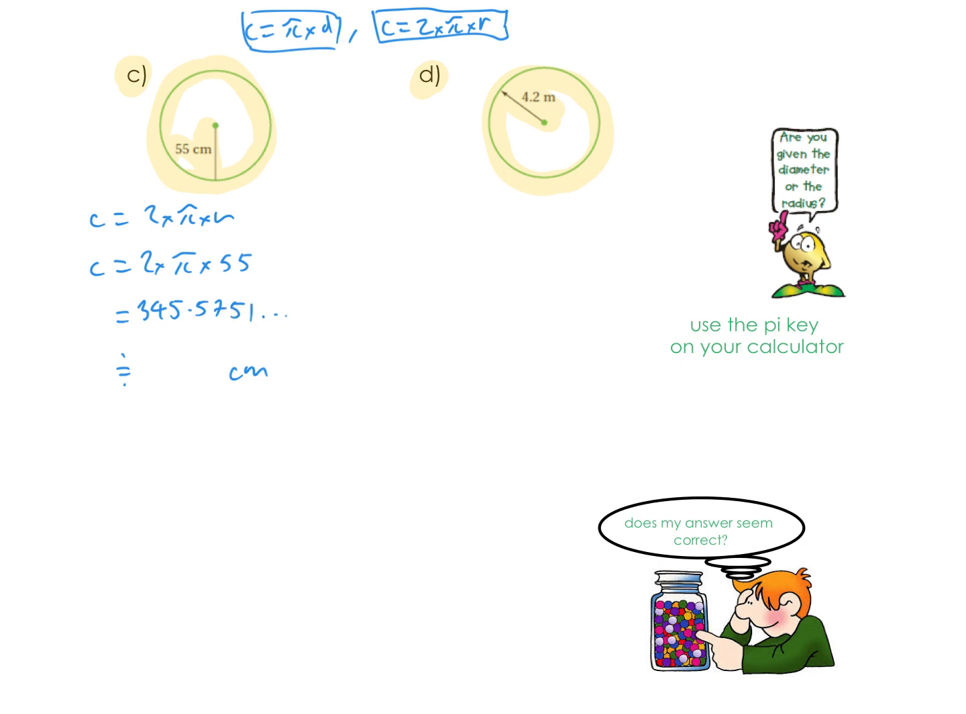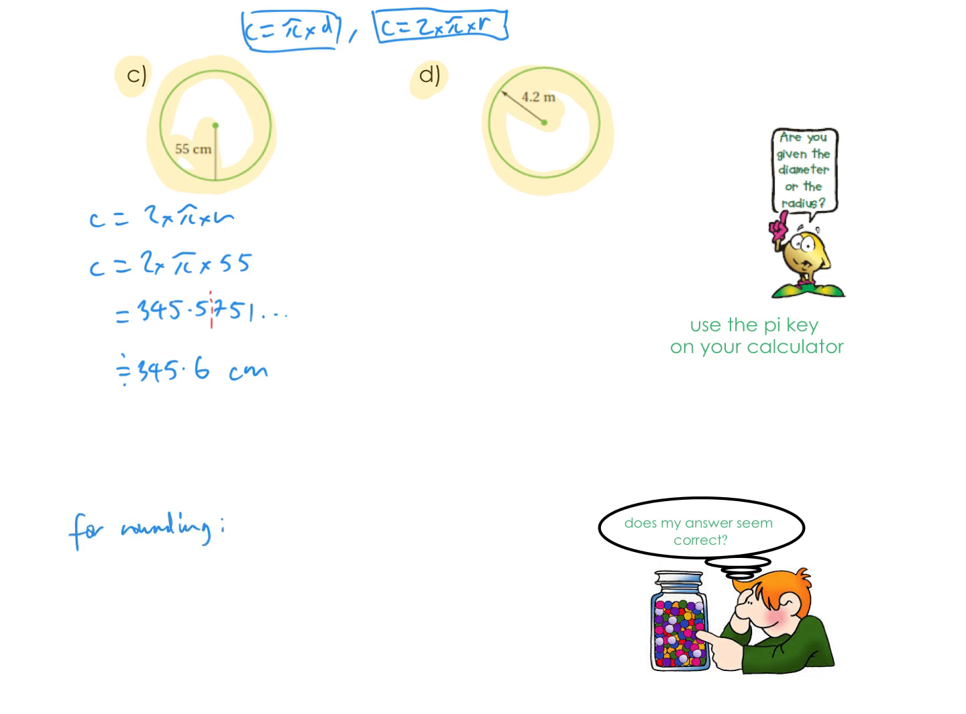345.575... I'm not writing all the digits. 4 decimal places should be heaps. I'm only rounding to 1. Now we need to round. That's 1 decimal place. That's 2 decimal places. So after 1, I want it to be accurate to that. 7 means we go up. 345.6 centimeters. Maybe I'll make a note down here.